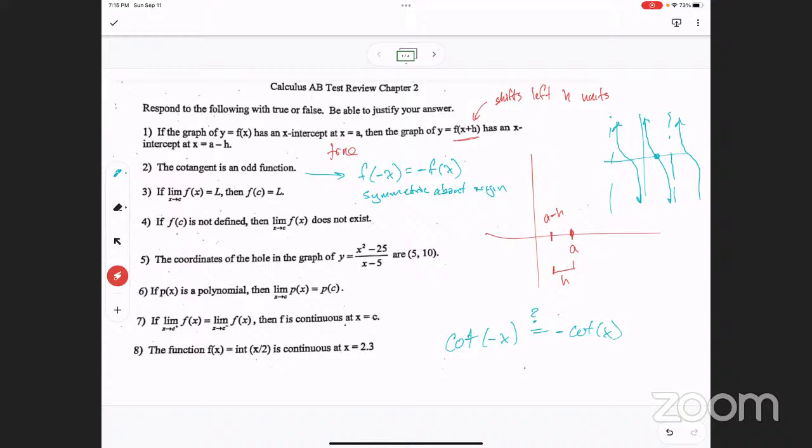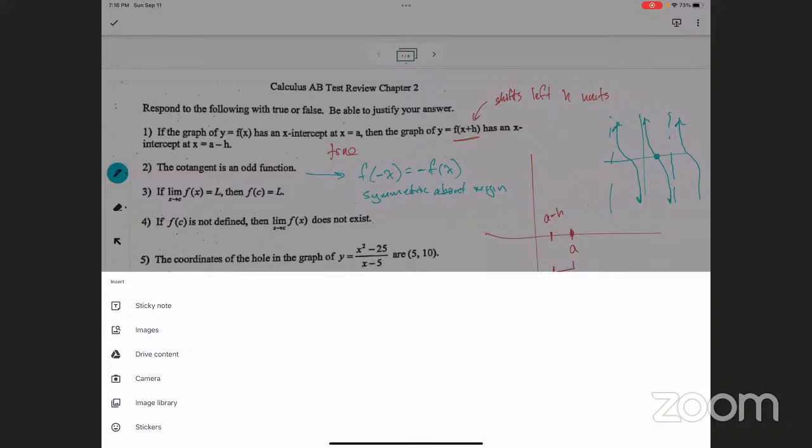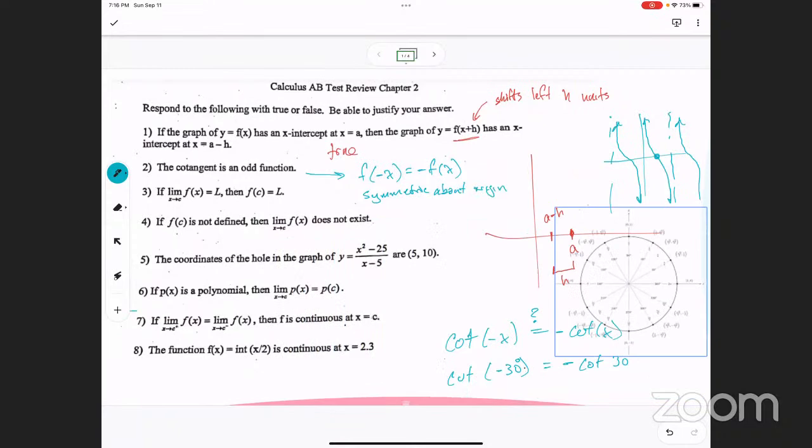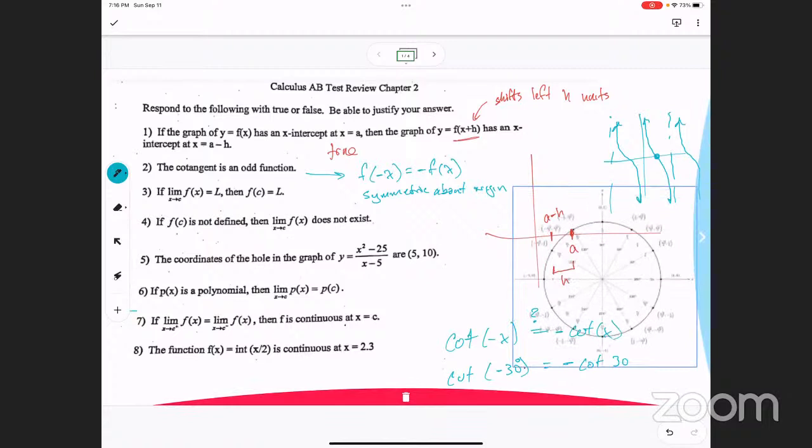And then again, if you're not sure, what's the cotangent of negative x? So the cotangent of, let's say, negative 30, is that equal to the negative cotangent of 30? So negative 30 degrees, if you look at your unit circle, I think I have the unit circle right here. There's my unit circle. So the cotangent is the cosine over the sine. So it's the x over the y.